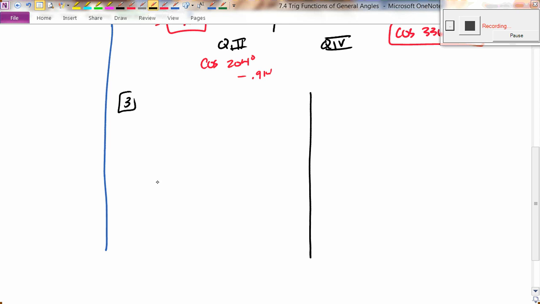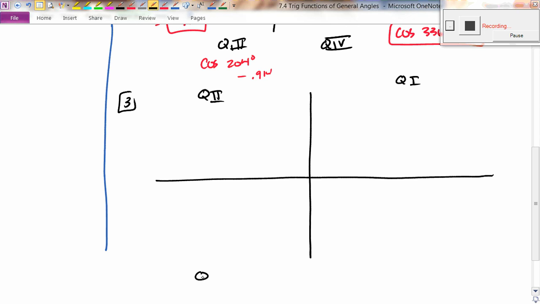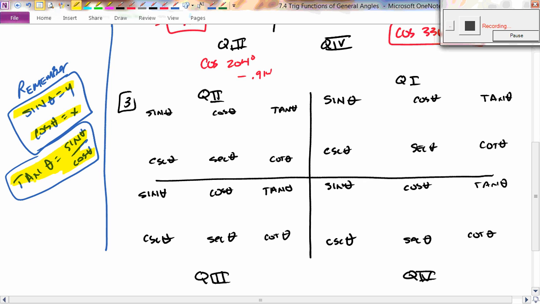So give yourself a giant coordinate plane that looks like this. Okay? Giant coordinate plane looks like that. This is quadrant 1. This is quadrant 2. This is quadrant 3. And this is quadrant 4. All right, what we're going to do now is we're going to go around, we're going to label in all the quadrants all 6 of the trig functions and what their sign values are, okay?